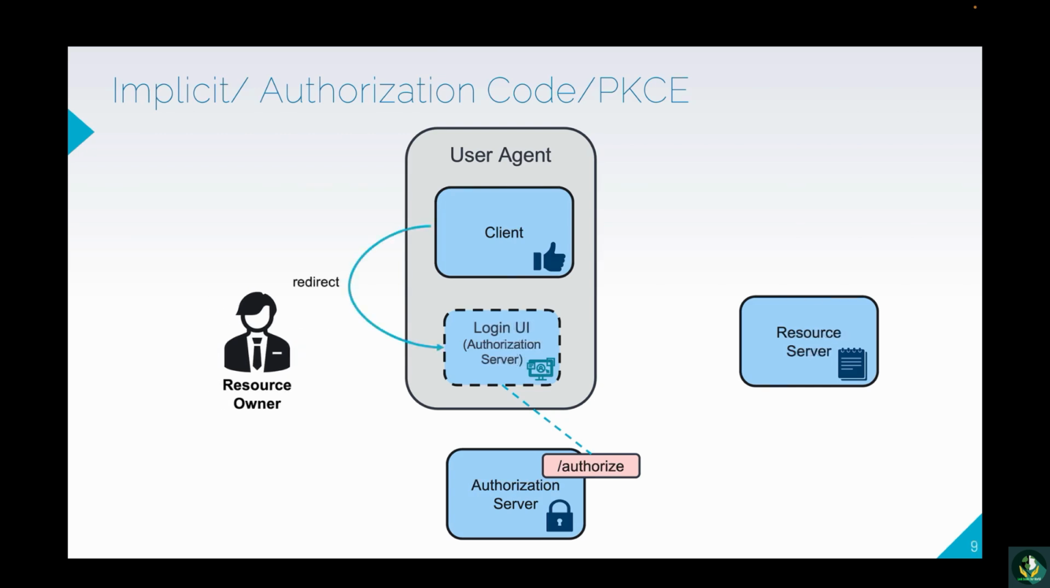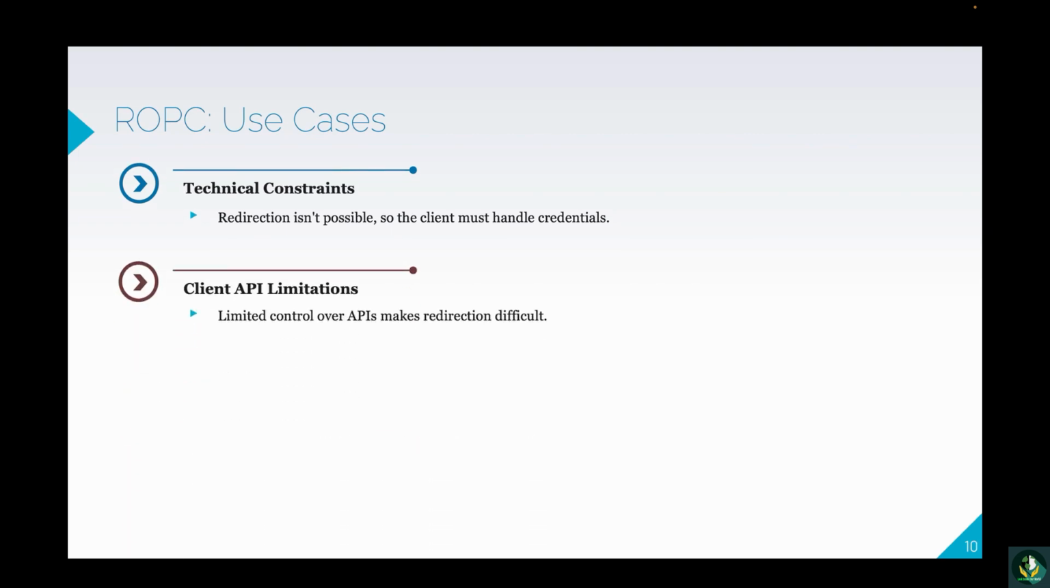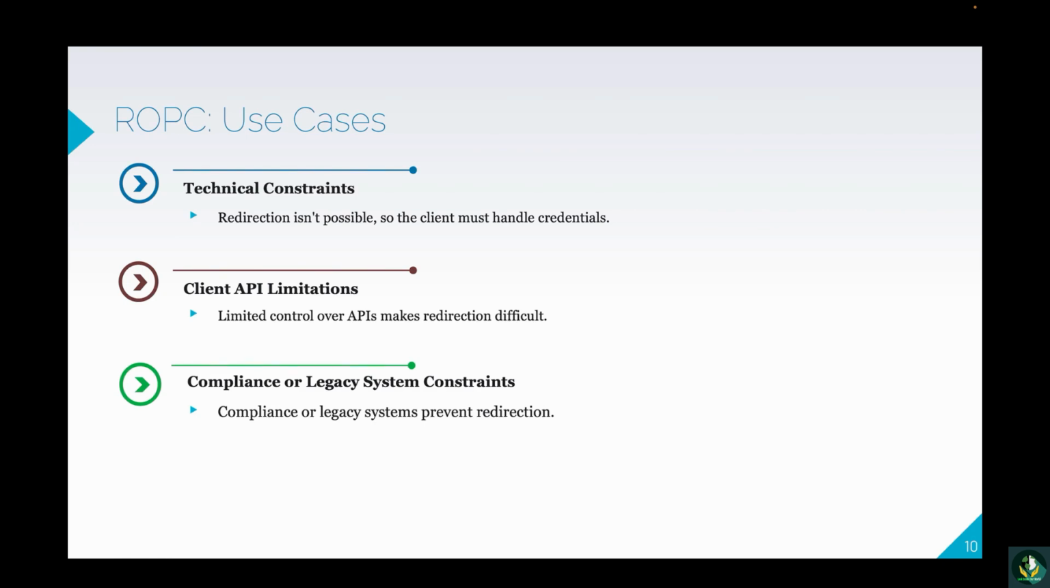However, there are some rare and special cases where redirecting the user may not be possible, and the client must handle the credentials directly. In my own experience, I have encountered a few situations in projects where this happened, and these can be broken down into three main categories. Technical constraints. In certain environments, technical limitations might make redirection impossible, meaning the client has to manage credentials directly. Client API limitations. There are times when the organization doesn't have control over the client's provided APIs, making it difficult or impossible to implement redirection in the flow. Compliance or legacy system constraints. In some cases, compliance regulations or legacy system limitations don't allow redirection, so an alternative method is needed.